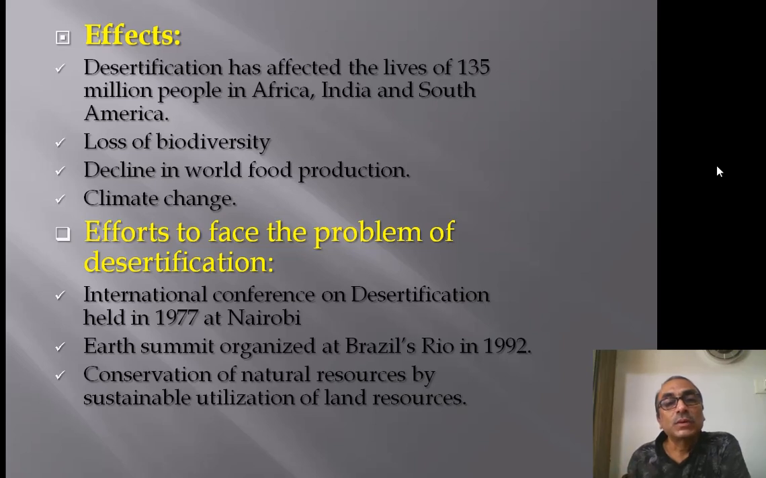These are the efforts to think about and plan to make sure that we are not allowing further degradation of our land, not allowing any more land area to become a desert. The conversion of natural resources by sustainable utilization of land resources is one of the efforts we should have. We should conserve the natural resources and use them in a very wise way, in a sustainable manner. Do not over exploit, and that is the word, over exploitation. What we are doing is leading to all kinds of destruction to the environment, so we have to avoid that and make use of the natural resources in a much more sustainable way.